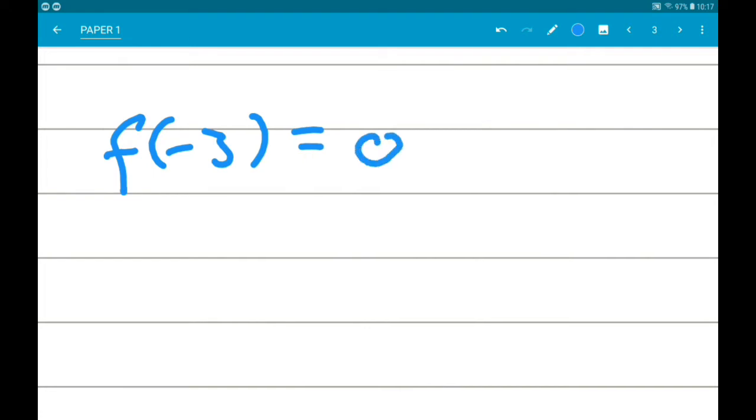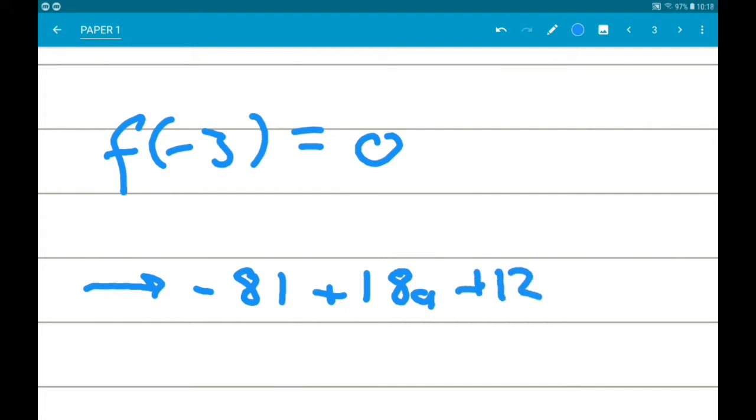So that's going to give us 3 lots of minus 3 cubed, which is minus 81, add 2a times minus 3 squared, so that's 18a, minus 4 lots of minus 3, so add 12, add 5a is 0.